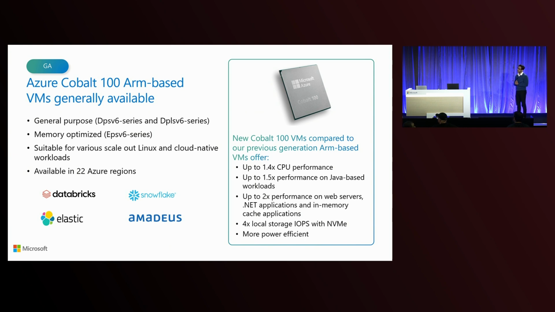These are available in 22 regions as of today. Our footprint is going to continue to grow. But in those 22 regions, you'll also find regions where we have zonal, 3 zones as well as 2 zones available for our customers. Some of the key customers that are on Cobalt today and deploying their workloads are Databricks, and you'll hear from Zach later on. We also have Snowflake, Elastic, Amadeus, and a number of other customers that we'll talk about later as well.